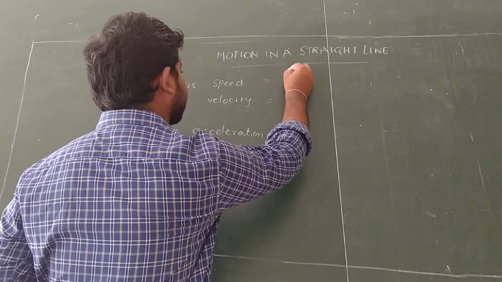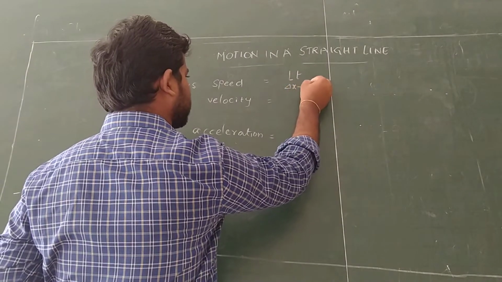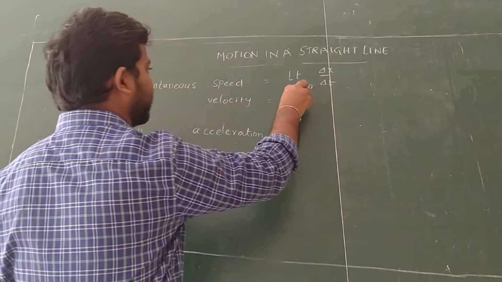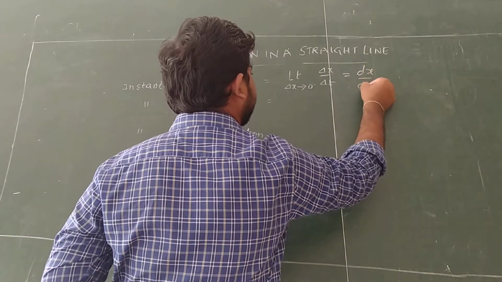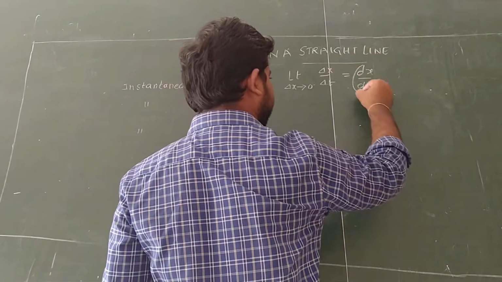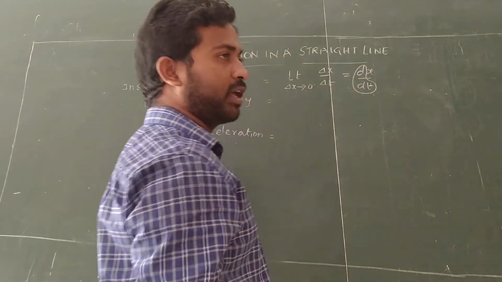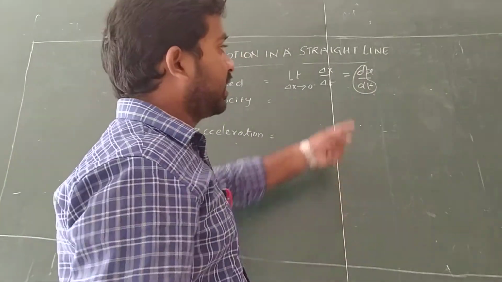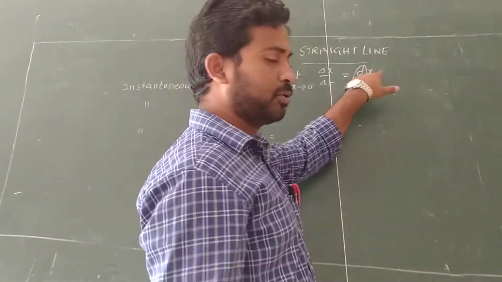The formula of instantaneous speed is the limit as delta t tends to 0 of delta x by delta t. If you apply the limit, it becomes dx by dt. This d by dt is nothing but differentiation of x with respect to time. Or we can say it is the rate of change of distance with respect to time.